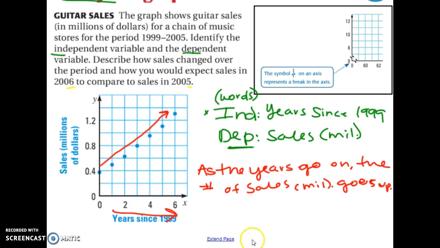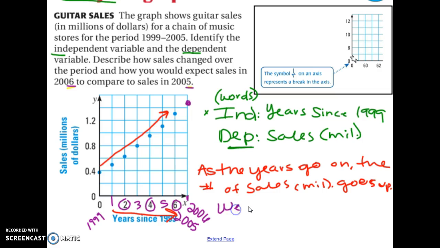Another word, a better word, we could say is increases. Then it also says, describe how you would expect sales in 2006 to compare to 2005. Well, if this first year 0 is 1999, this is year 2000, 2001, 2002, 2003, 2004, 2005. So year 6 is really 2005. So on the edge of our graph here would really be 2006. So we would expect sales to be up here somewhere.